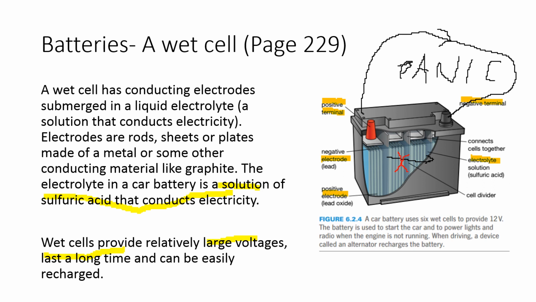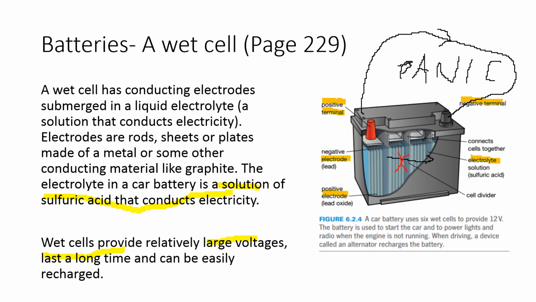Alright, because the electrons cannot move directly from the positive to the negative terminal, they need to go into the car engine before going back to the negative terminal. So you see here at the bottom diagram, a battery is used to start the car and to power lights and radio when the engine is not running. When driving, a device called an alternator recharges the battery. So now we are able to power the lights and radio, which are within the vehicle itself.